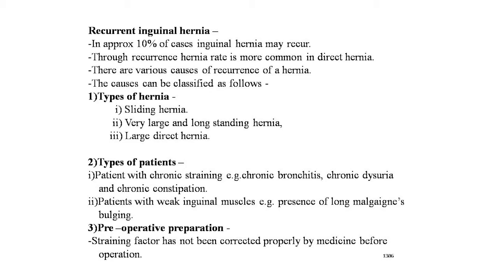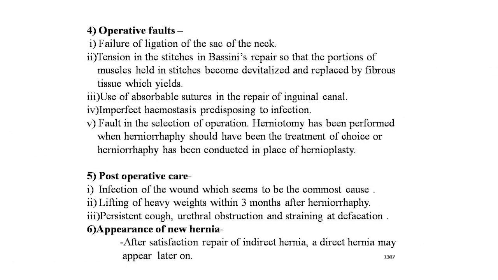Third is the preoperative preparation. Straining factors have not been corrected properly by medicine before operation. Fourth cause of the recurrence of inguinal hernia is the operative faults. Failure of ligation of the neck of the sac, tension in the stitches when the canal is repaired, so that the portion of the muscles held in stitches becomes devitalized and is replaced by fibrous tissue, which yields; use of absorbable sutures in the repair of the inguinal canal.